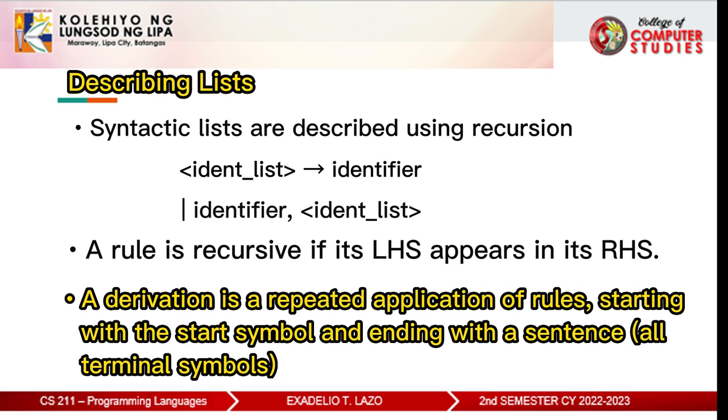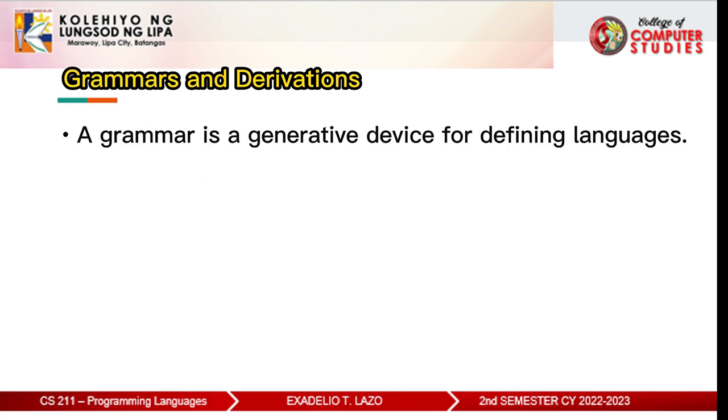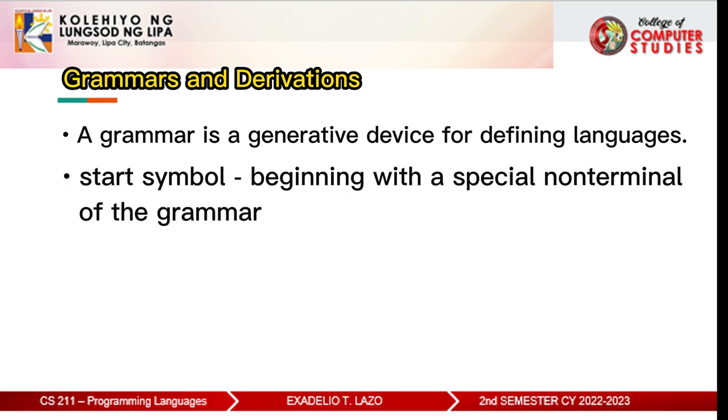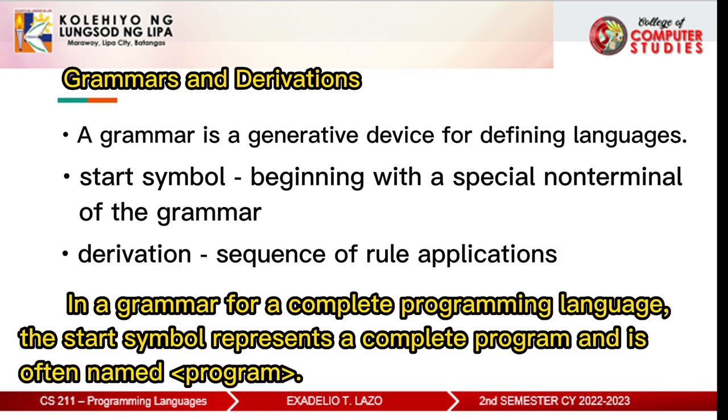In the remainder of this chapter, a grammar is a generative device for defining languages. The sentences of the language are generated through a sequence of applications of the rules, beginning with a special non-terminal of the grammar called the start symbol. In a grammar for a complete programming language, the start symbol represents a complete program and is often named <program>. This sequence of rule applications is called a derivation.